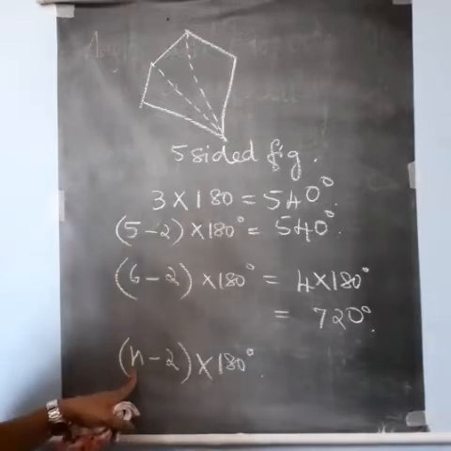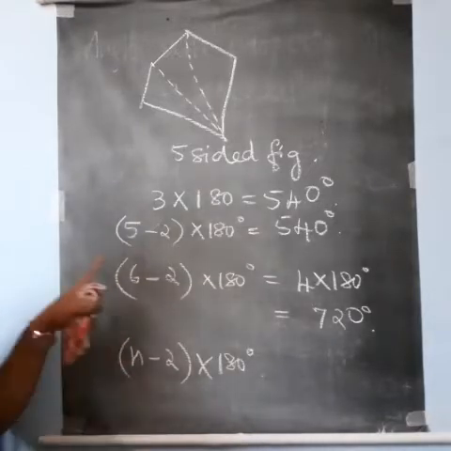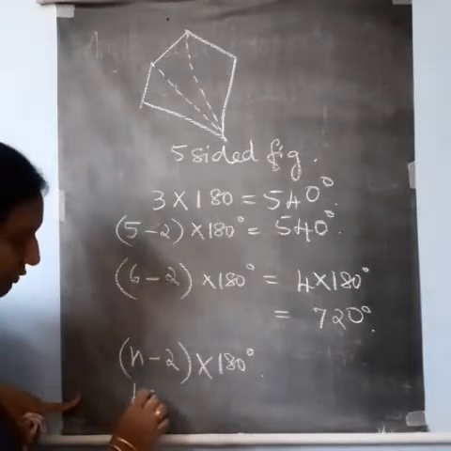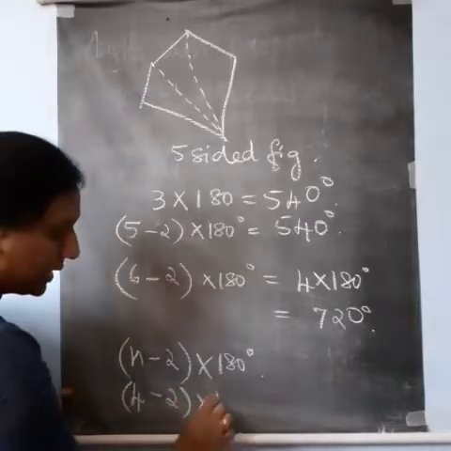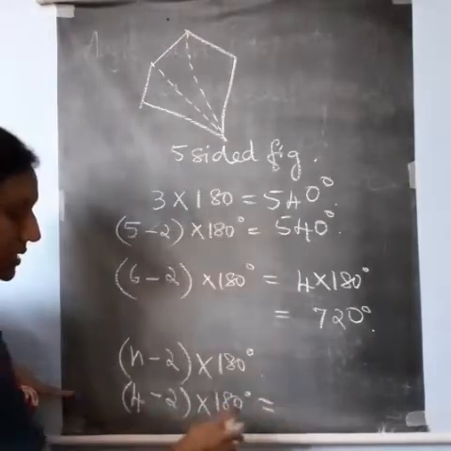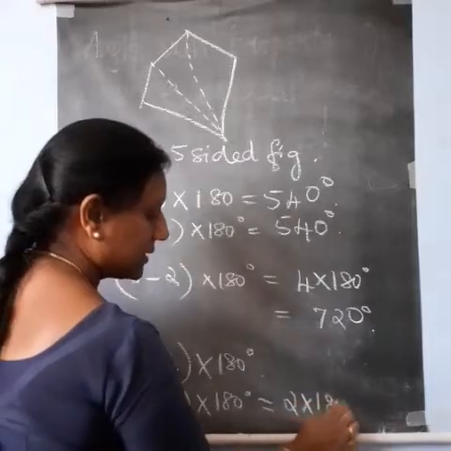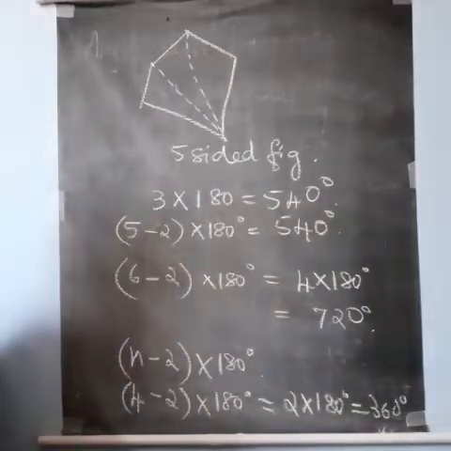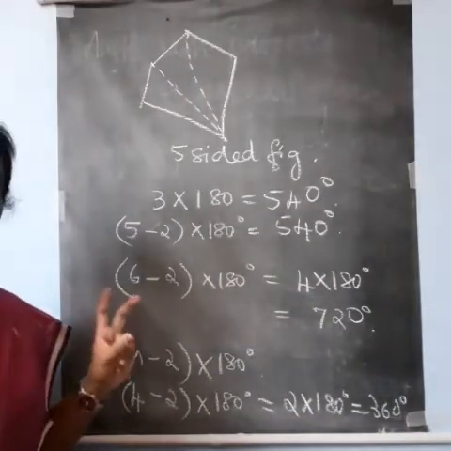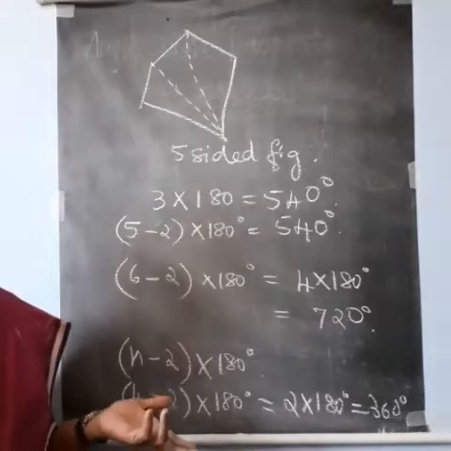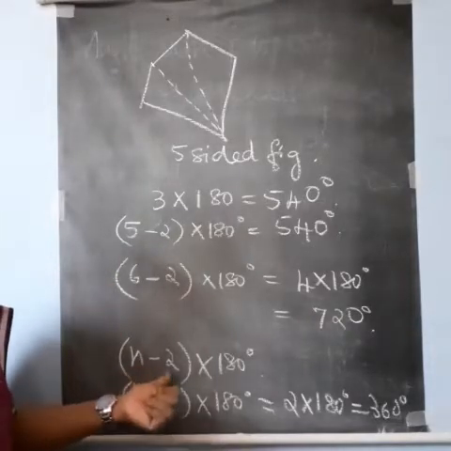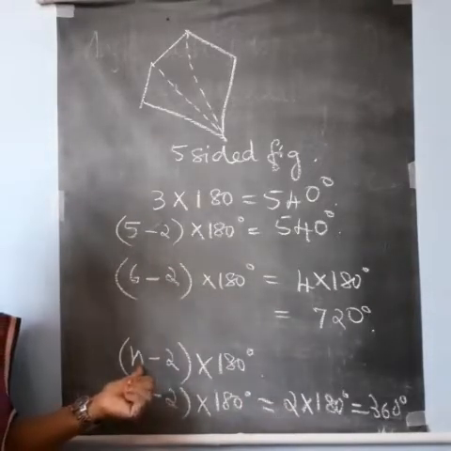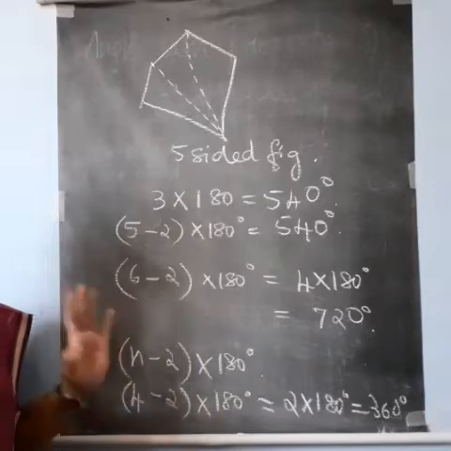Understand? Where n is the number of sides. See, you can even apply it for quadrilaterals. In case of a quadrilateral, what will it be? It will be 4 sides, right? 4 minus 2 into 180. And how much is that? 4 minus 2 is 2 into 180 degrees. So that will be 360 degrees. So do you understand? So the formula for finding the angle sum property of any sided figure will be n minus 2 into 180, where n is the number of sides of that figure. Okay, this is by the way.